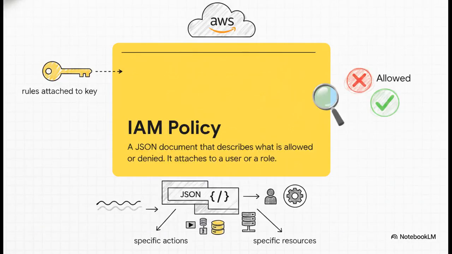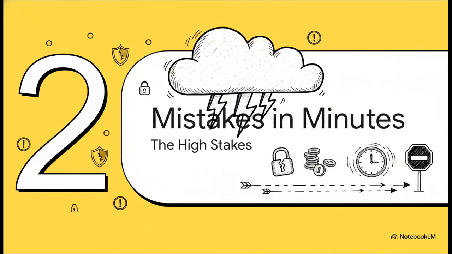Okay, so we've got keys for people, users, and we've got temporary keys for machines, roles. But what do those keys actually unlock? That's where policies come in. A policy is basically the rule book. It's a document written in a format called JSON that is the literal set of rules. It says precisely what a user or a role is allowed or denied to do. This is the actual language of permission in AWS. Understanding these building blocks is half the battle.